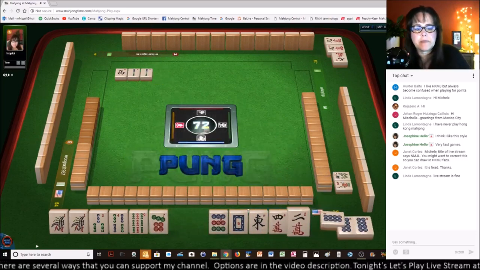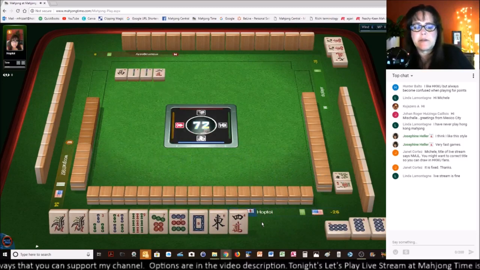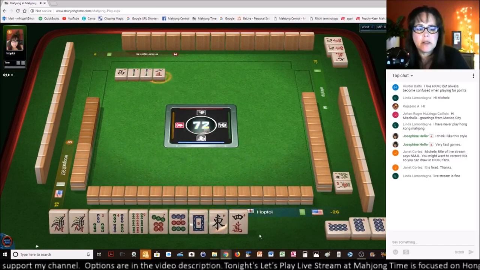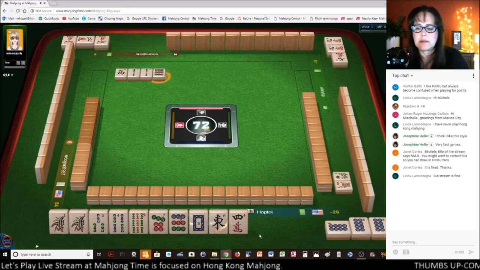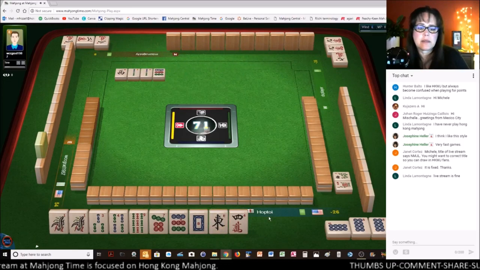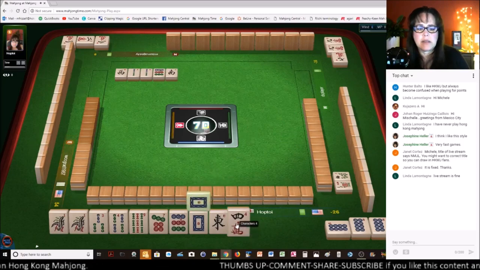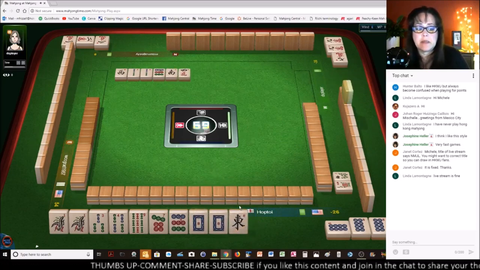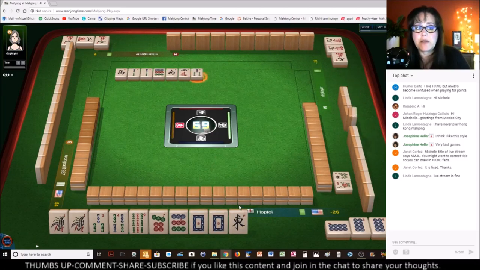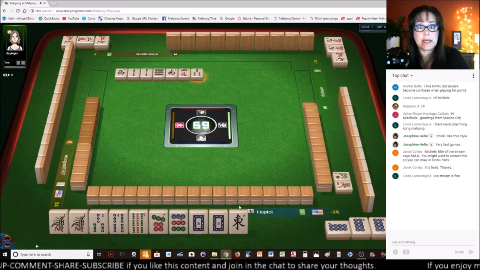Let's pung it. Pung. Let's be aggressive. We've got to be aggressive. Characters. Here, we could maybe do all pung. Pung. We need to pair up badly. Nine dots. South wind. Okay, that's going to help. Any dragon pung is a fan. We need two more pairs though. Right quick.